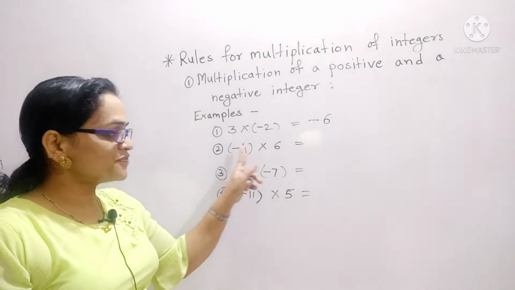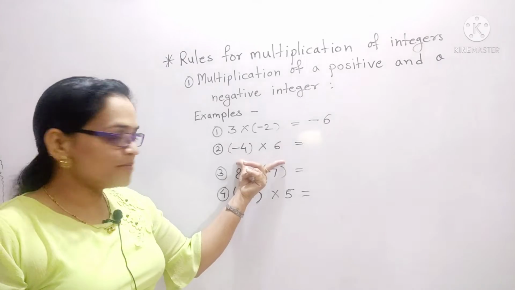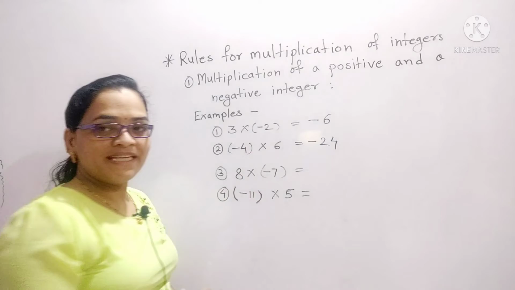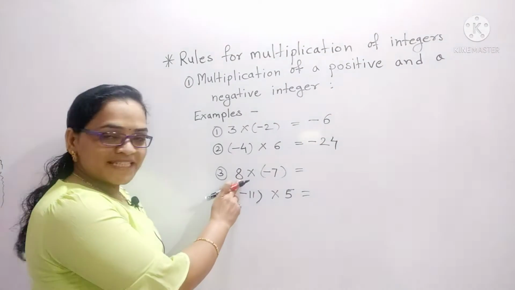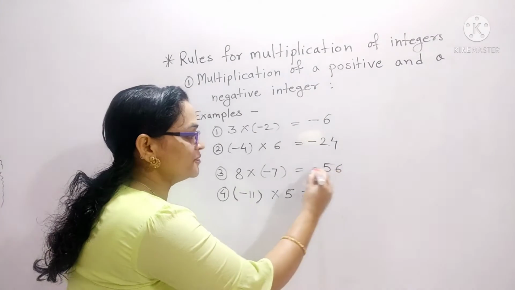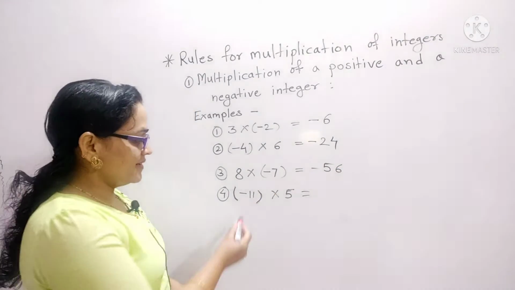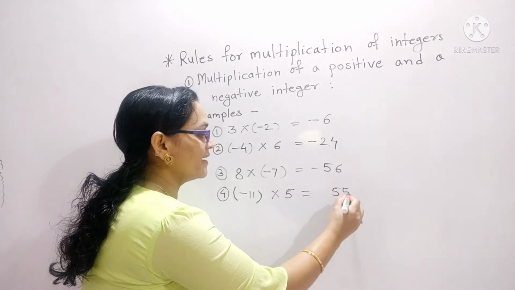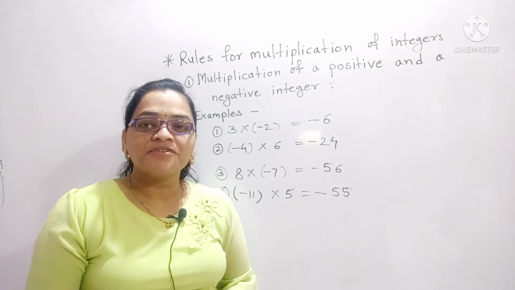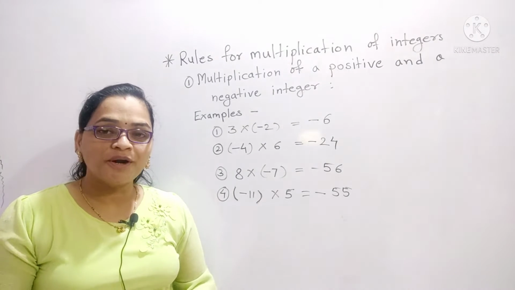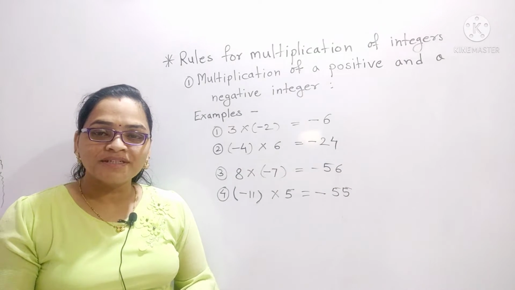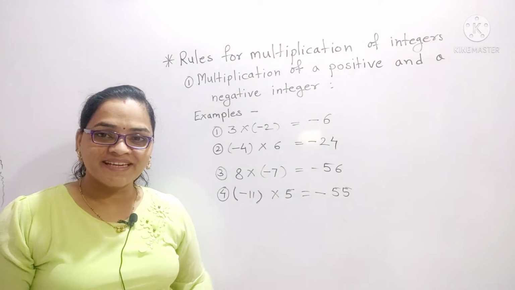Second example, see, minus 4 into 6. Product of absolute values, 4 6s are 24. Put a minus sign in front of it. Next, third example, 8 into minus 7. 8 7s are 56. Put a minus sign in front of it. 11 5s are 55 and the answer is minus 55. Means when we have to find the product of one positive and one negative integer, that time the product always gets a minus sign. Okay.